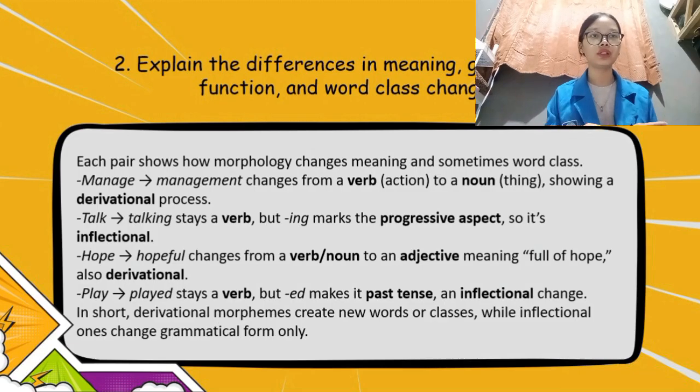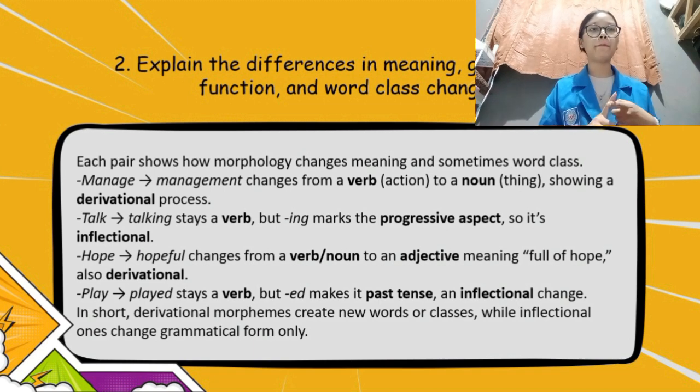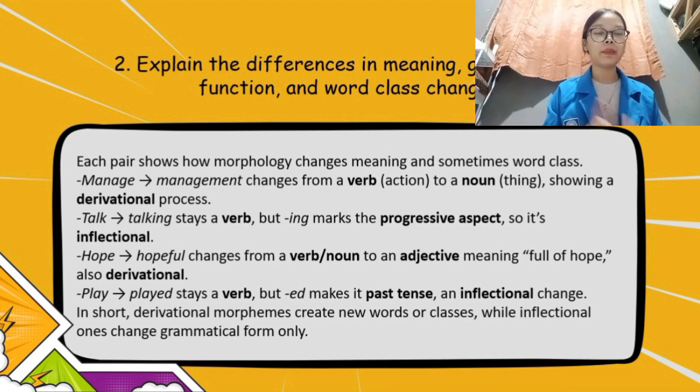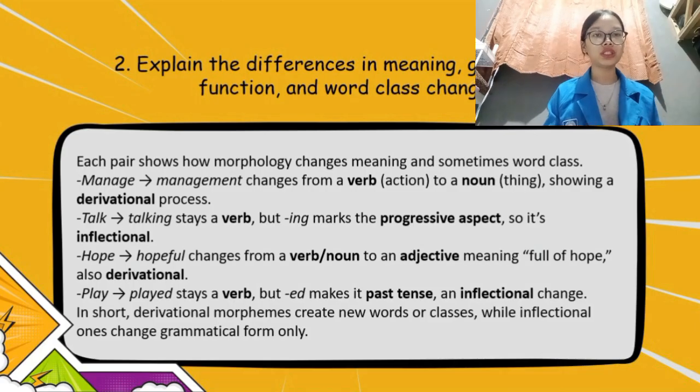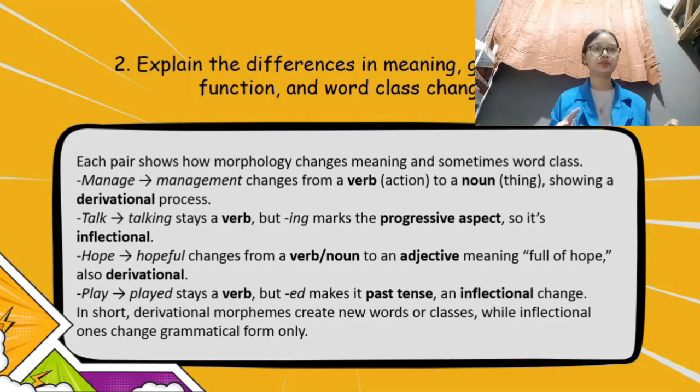Hope becomes hopeful, changing from a verb or noun to an adjective meaning full of hope. Also derivational. Play becomes played, staying a verb, but -ed makes it past tense, an inflectional change. In short, derivational morphemes create new words or classes, while inflectional ones change grammatical form only.